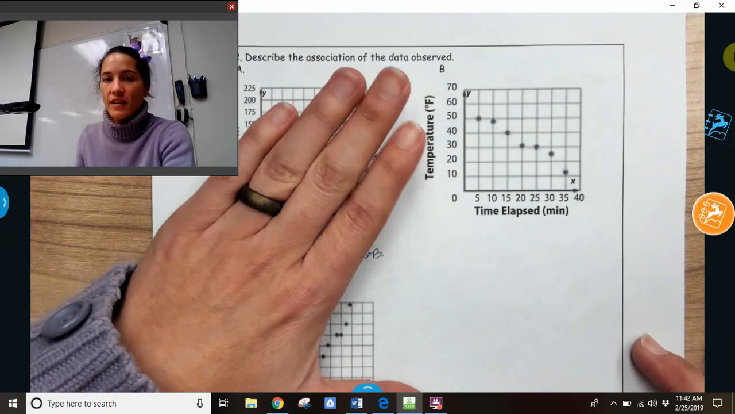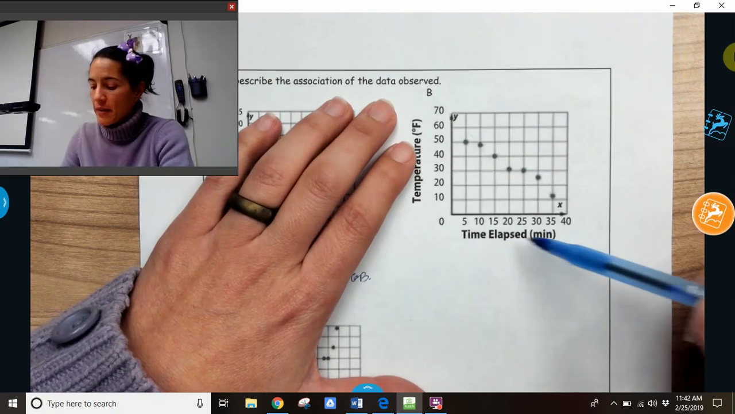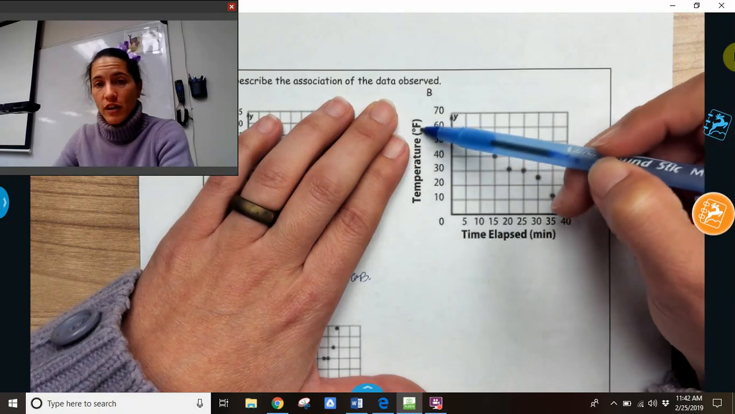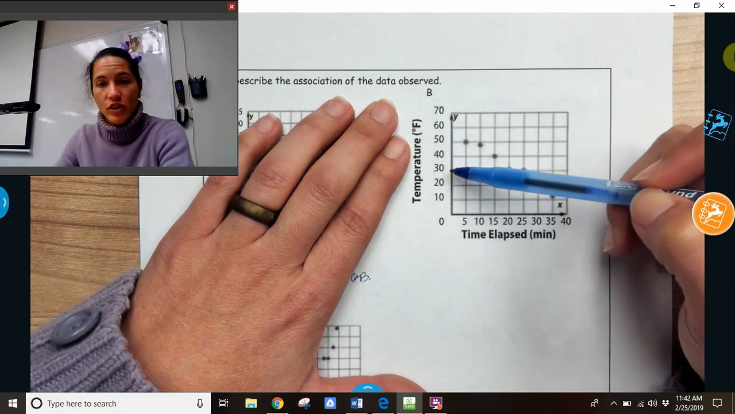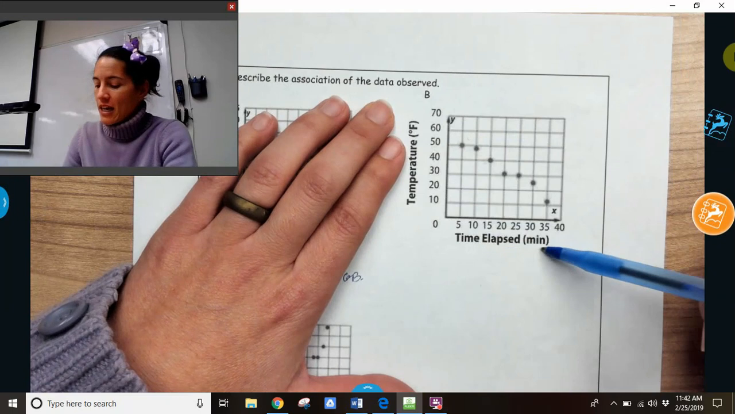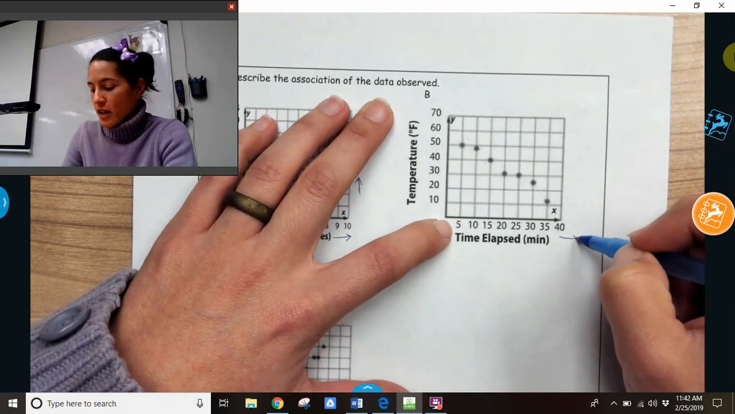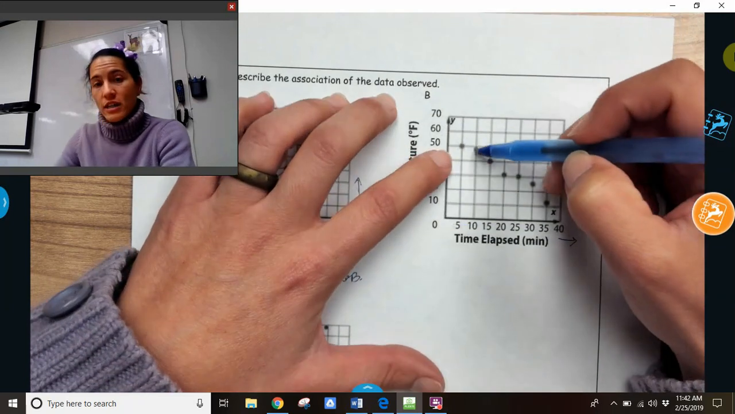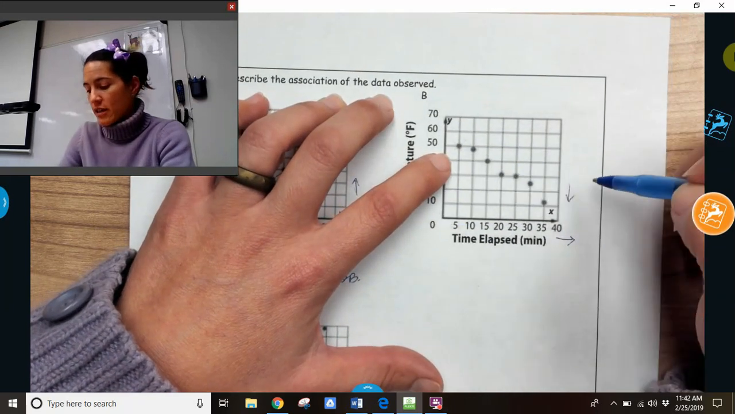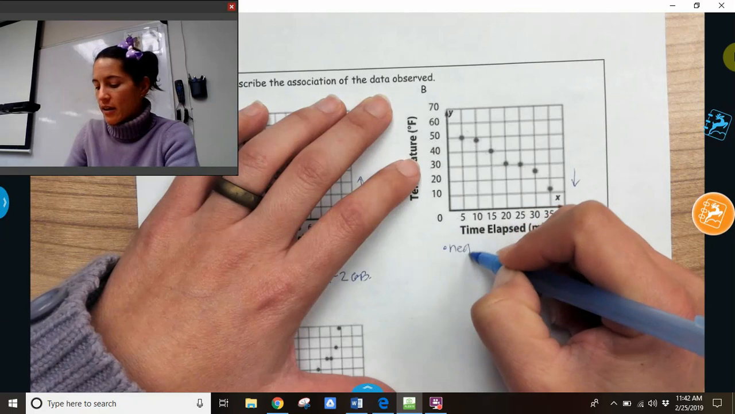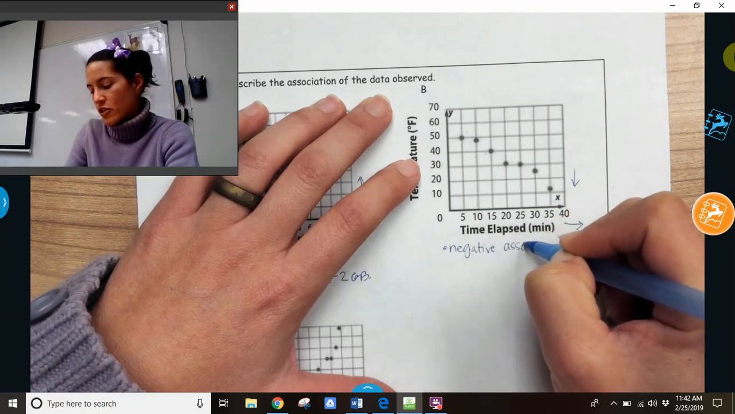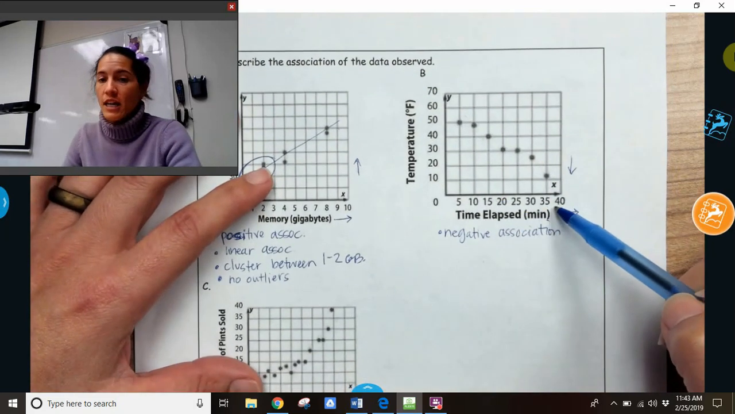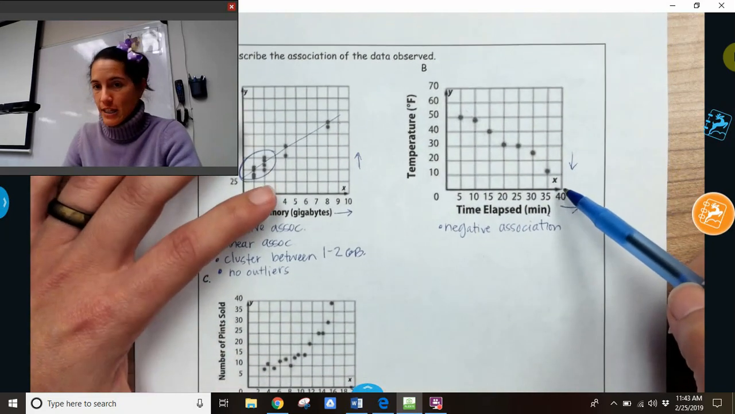All right, so B. In this problem, our data has time elapsed, the number of minutes, 5 minutes, 10 minutes, 15 minutes, and then the temperature in Fahrenheit degrees: 10 degrees, 20 degrees, 30 degrees, 40 degrees, 50, and 60. As our X values increase, because our minutes are going from 0 to 40, our dots are decreasing. So that means we have a negative association, because I have one data increasing and one data decreasing.